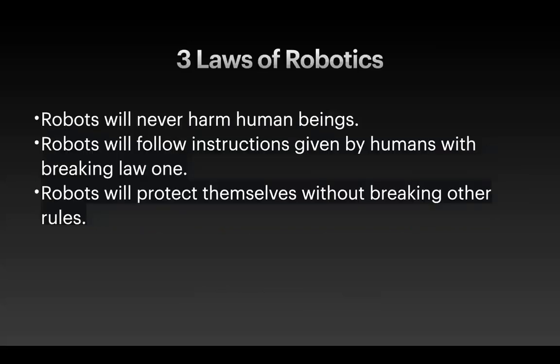So there are 3 laws of robotics. Like humans, we have laws, right? We have to live according to these laws, otherwise the police will catch us. Likewise, there are 3 major laws for robotics, called the 3 laws of robotics. So let's see what these 3 laws are. Number 1 is: robots will never harm human beings.